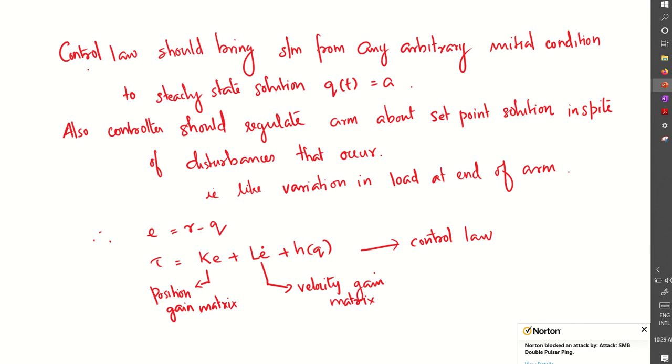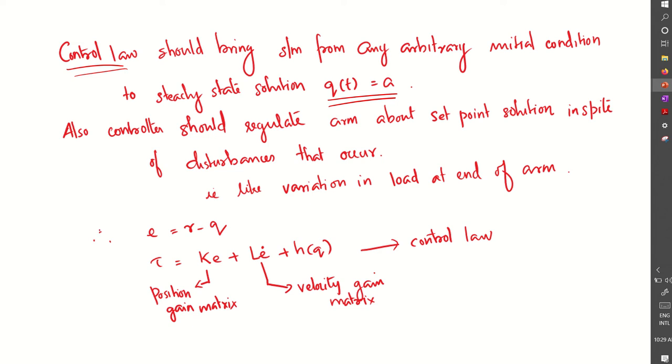For the case of PD gravity control, we should have a control law. For any controller, there should be a control law. The purpose of the control law is to bring the system from any arbitrary initial condition to a steady state condition. Let's assume that the steady state condition is Q(t) equal to A. The controller should also regulate the arm about the set point in spite of disturbances. Whatever disturbances are there, the controller should take care of them and bring the system to the steady state.